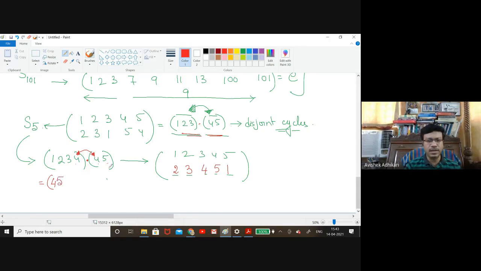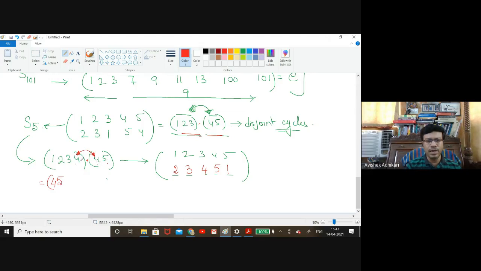Is this step clear? 4 goes to 5 here, and then you need to come to this cycle. And here 5 goes to 5 because 5 is absent. That means here 5 goes to 5. So you started with 4, then you end up with 5. That means 4 goes to 5.